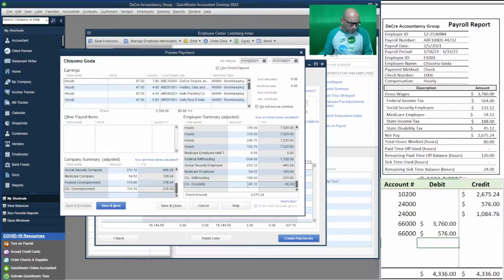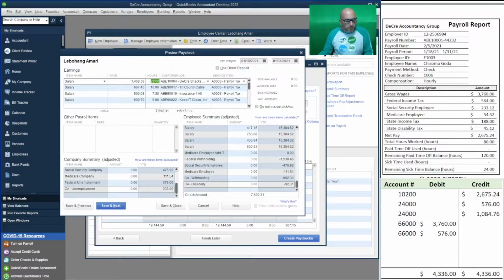So what's happening here? This amount right here is a credit to 10,200. This amount right here is a debit to 66,000, which is our payroll expense. The total of this is also a debit to this payroll expense. And then these two are liabilities, the amount of money that we owe to the government for payroll taxes because we haven't paid it yet, right? And soon they will be reduced and the cash will be reduced. Anyway, that's just for this. Let's continue. Saving next.